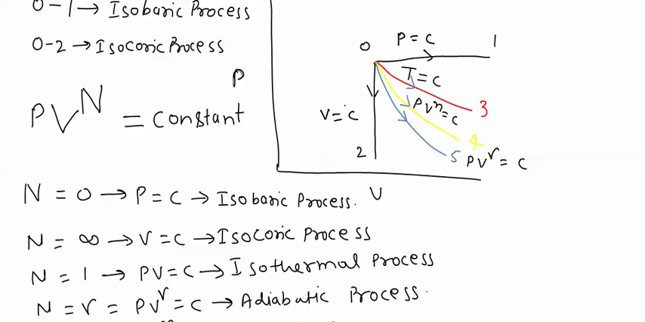Again, we will see the numerical representation, or the numerical value, of this slope of isothermal as well as adiabatic process. First of all, we will start with the slope of isothermal process on the PV diagram.